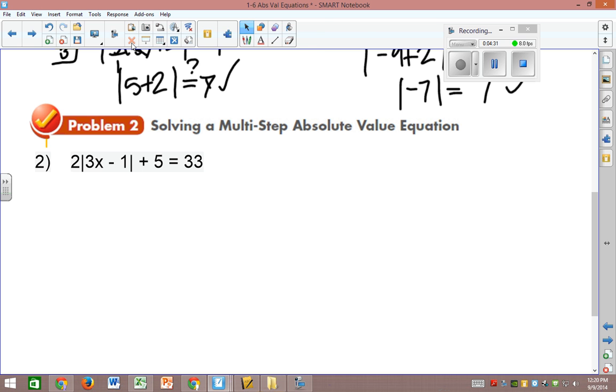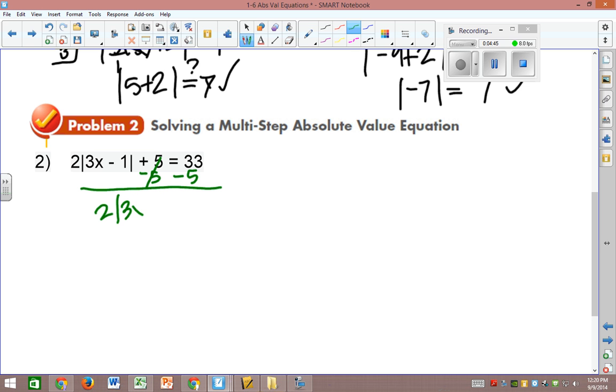Okay, multi-step. We have to do more than one thing. So Step 1 was what? We need to isolate that absolute value bar thing. We got a plus 5 with it, so let's subtract 5. And we're getting rid of that before the 2, right? Right. So 2 times the absolute value of 3x minus 1 equals 28. Then what? And then I still, can I have a distribute?